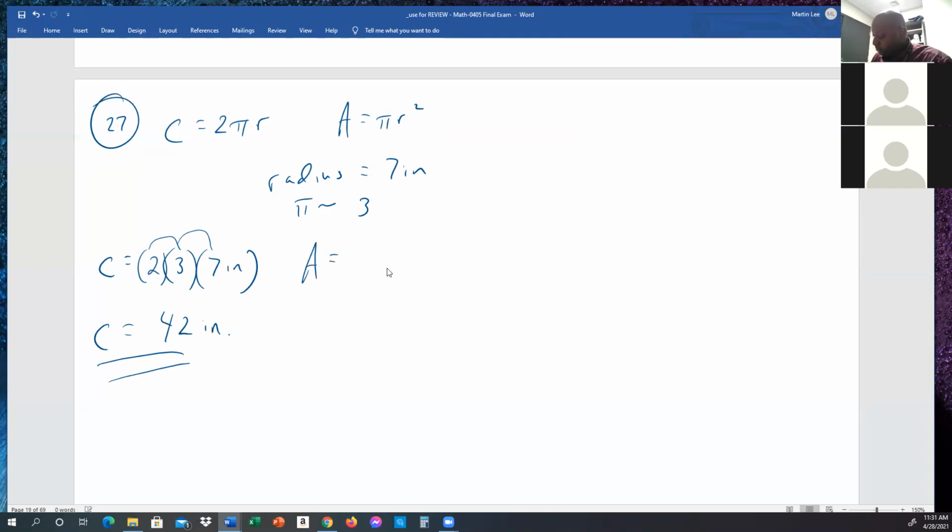For the area, pi, which is 3, and then r, which is the radius, is 7 inches squared. Area equals 3 times, okay, 7 squared is 49 inches squared. And now 3 times 49 gives us 147 inches squared.